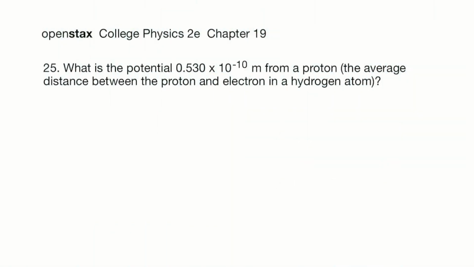Okay, so we need to find the potential at a distance of 0.530 times 10 to the minus 10 meters from a proton, and we're told this is the average distance between the proton and electron in a hydrogen atom. Okay, let's start with what we know.